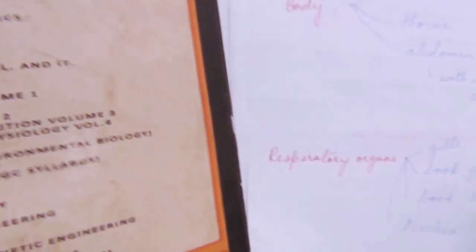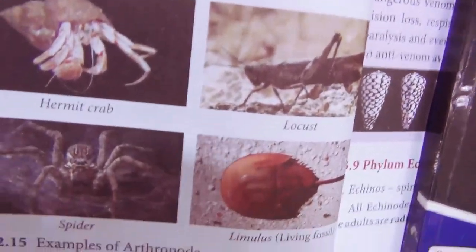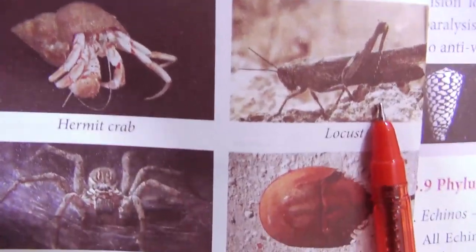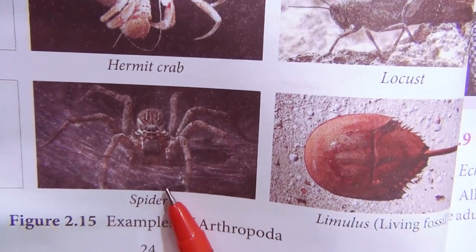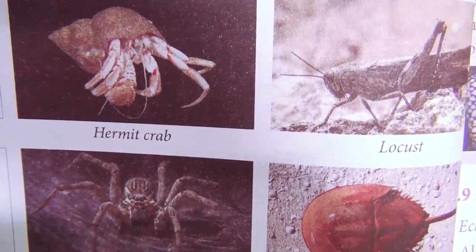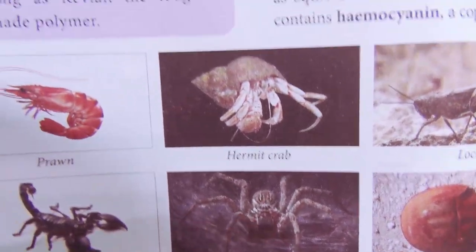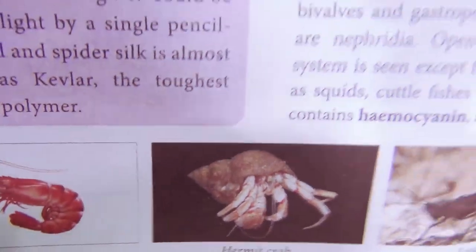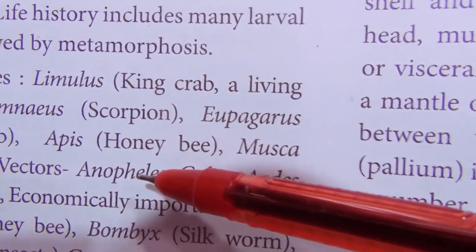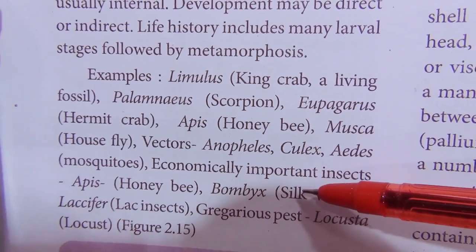Okay, few examples you can see from our book itself. What are the examples? Beautiful colored prawn, hermit crab, locust, Limulus, it is a living fossil, interesting character. Spider, children, that is also arthropod only. Scorpion, tail, this is also included in Arthropoda only. Okay, so beautiful terms we have seen. Anopheles mosquito, housefly. And economically important insects are there in this arthropods group.